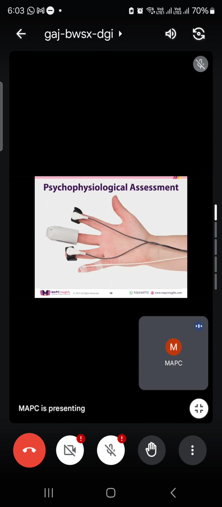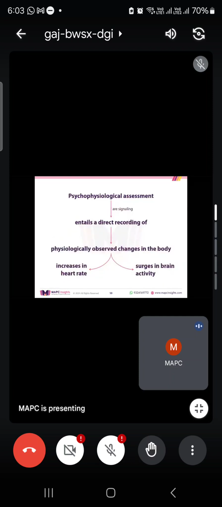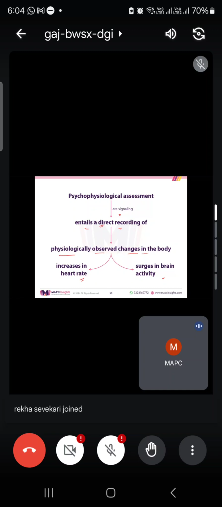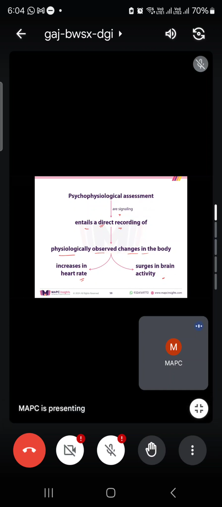The next is a psychophysiological assessment. This is the last point of second unit. It entails a direct recording of physiological observed changes in the body. For example, increase in the heart rate and surges in brain activity. So psychophysiological assessment means direct recording of physical changes in a body, like my heart rate increases, blood pressure increases, and there is a surge in brain activity.